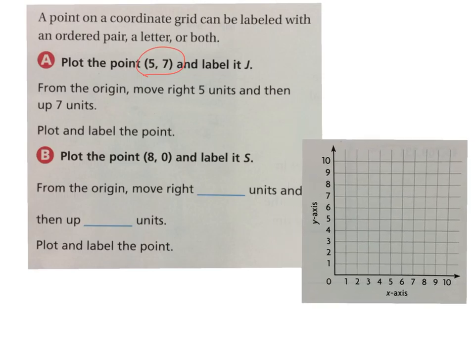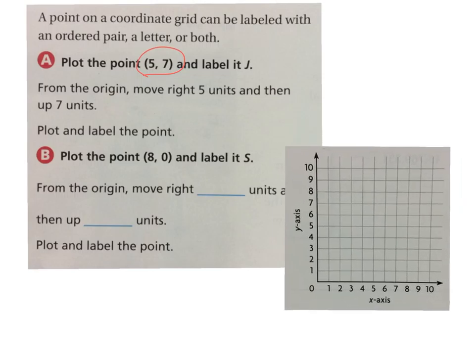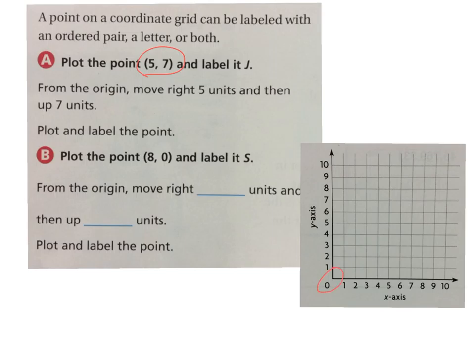So what you need to do is you need to move from the origin, right? This 0 is called the origin. I need to move 5 to the right and then 7 units up because it's 5, 7. Then you're going to draw a dot like that. And we're going to label it J. So points on the coordinate graph can be labeled either with ordered pairs, like this, 5, 7, or with the letter, or both. Okay, so why don't you go ahead and label it with both the letter J and with the ordered pair, 5, 7.